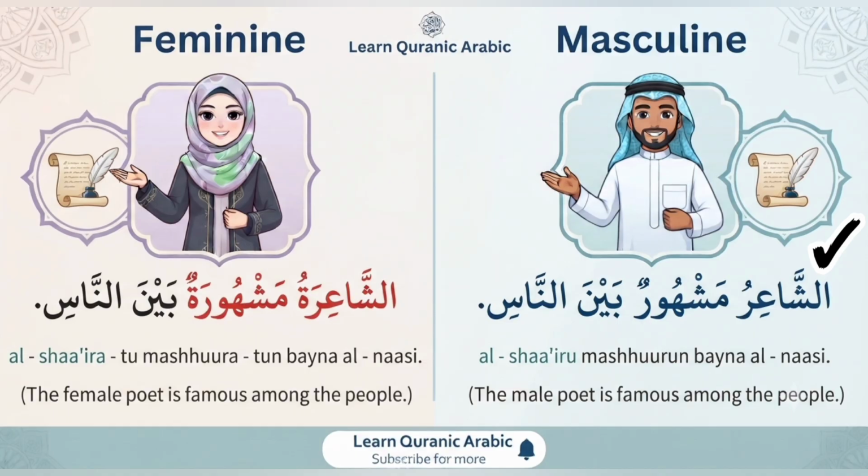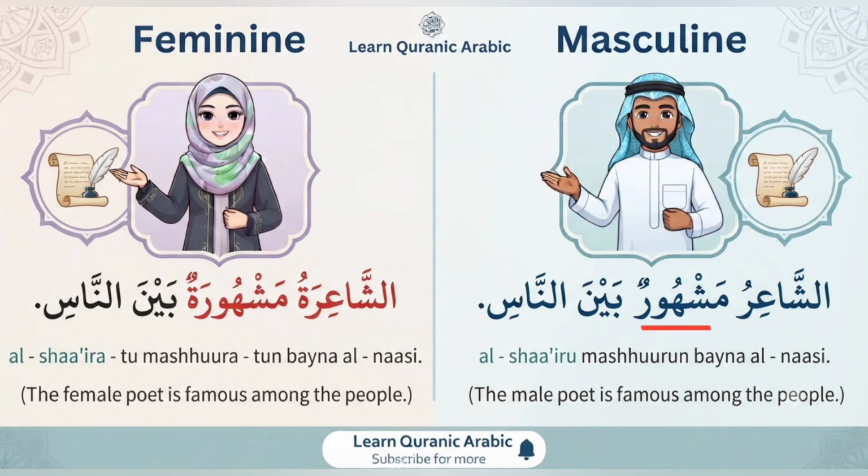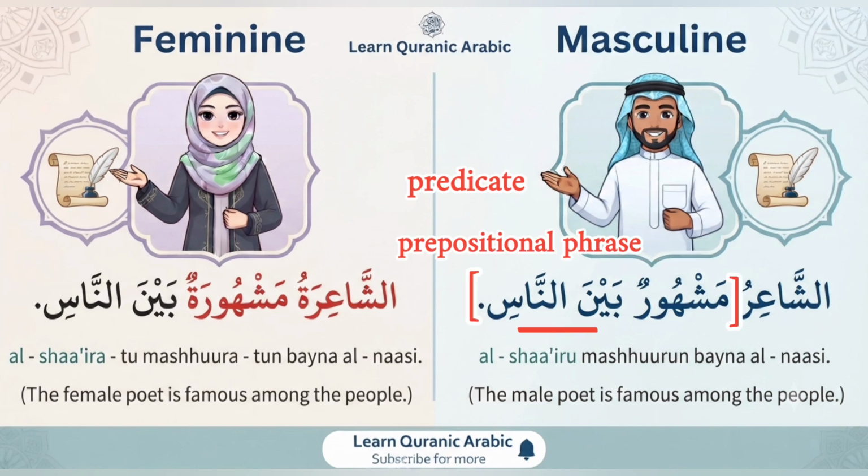الشاعر مشهور بين الناس. The male poet is famous among the people. الشاعرة مشهورة بين الناس. The female poet is famous among the people. The word مشهور is made on the pattern of مفعول from the root شين هاء راء. It is an adjective and predicate of the sentence and therefore taking tanween mark. بين الناس is a prepositional phrase and the part of the predicate.